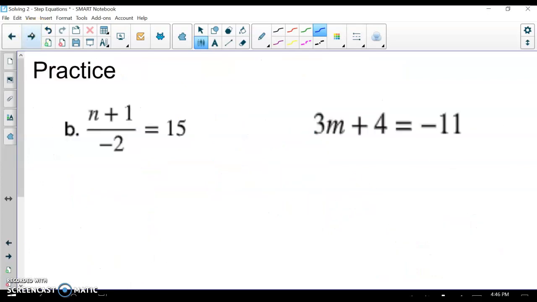So now we're going to do a little bit of practice. I want you to try to do these two on your own. So pause the video, work through the problems, check your answer, and then you can come back here and check in with my answers to see if you got it right. All right, welcome back. Let's go through these.